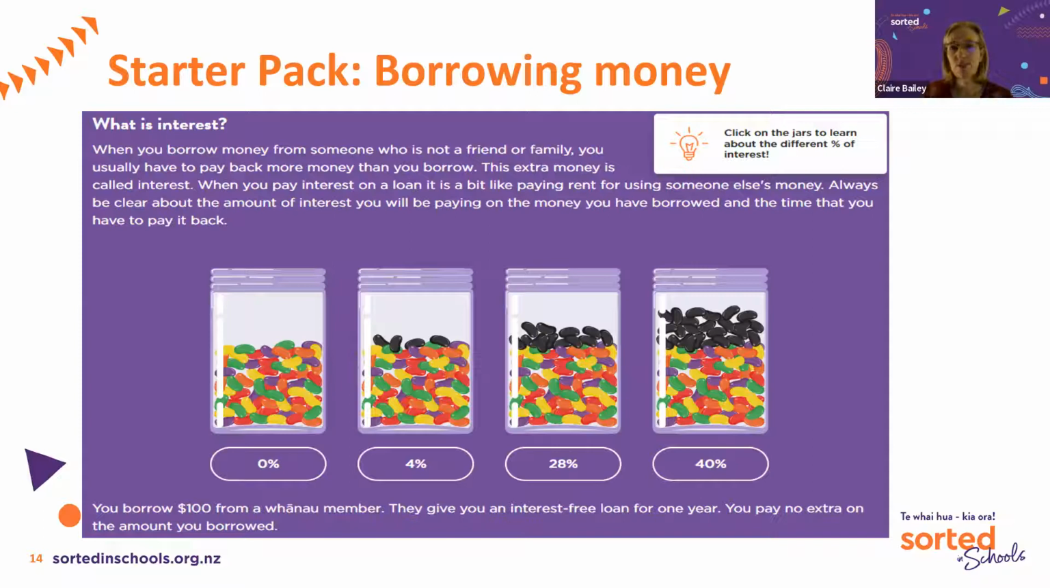So this example on the screen with the jelly beans, I've clicked on all of the things so you can see the jelly beans in the jars, but students can click on the interest rate underneath and they'll see the jelly beans fall into the jar. So the colored jelly beans represent their money, and the black jelly beans represent the interest that they will pay on the money that they have borrowed.